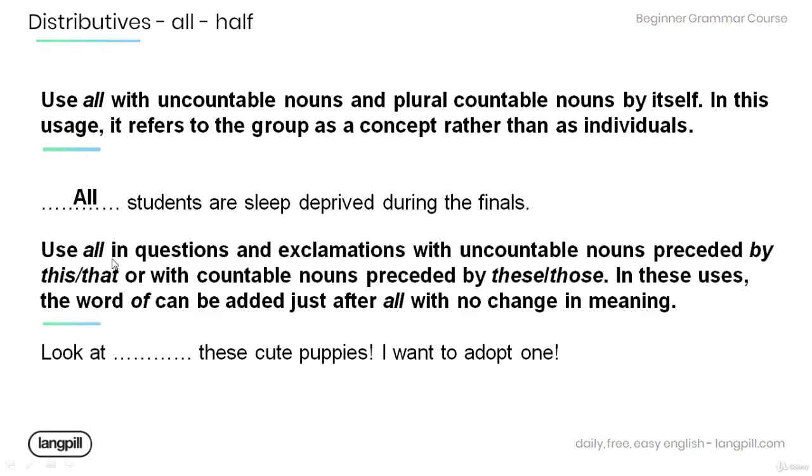Also, remember that all can be used in questions and exclamations with uncountable nouns preceded by this or that. Or we can use all with countable nouns preceded by these or those. Now remember that in these uses, the word of can be added just after all and with no change in meaning. Have a look at this sentence over here and fill in the gap using the appropriate distributive. Look at all these cute puppies. I want to adopt one.